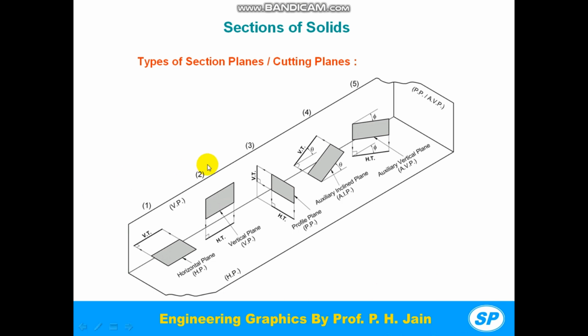These cutting planes are represented by cutting plane lines like this. A cutting plane line is nothing but a simple center line which is thick at the ends, and it is denoted as VT, vertical trace, or as HT, horizontal trace. If the cutting plane is perpendicular to VP, it is represented as VT, and if the cutting plane is perpendicular to HP, it is represented as HT.